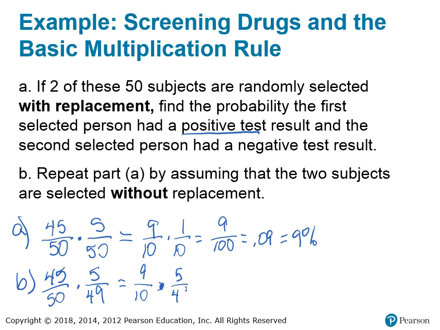Still multiplication in the middle. I am going to do some simplifying here before I keep going. 5 goes into 5 once and into 10 twice. I just don't want to multiply larger numbers. 9 times 1 is 9. 2 times 49 is 98. So it's 9 out of 98. If I want to change that, that is approximately 0.092, which is approximately 9.2% of the time. So the probability went up just a tiny bit by taking out the idea of replacement.